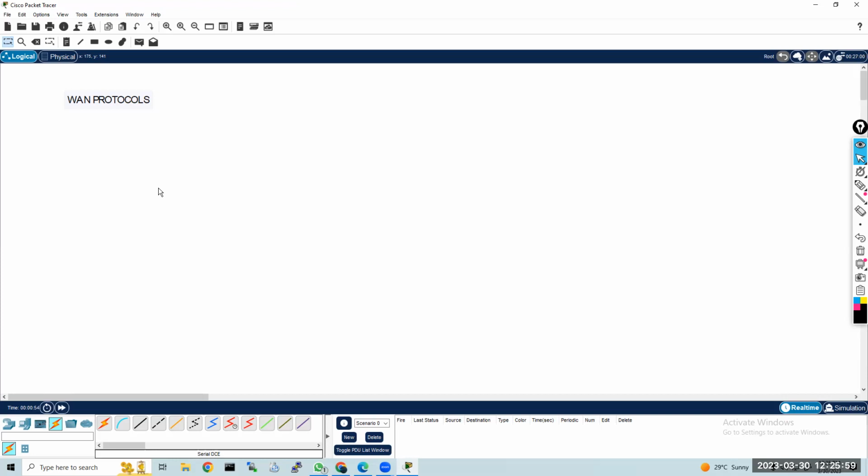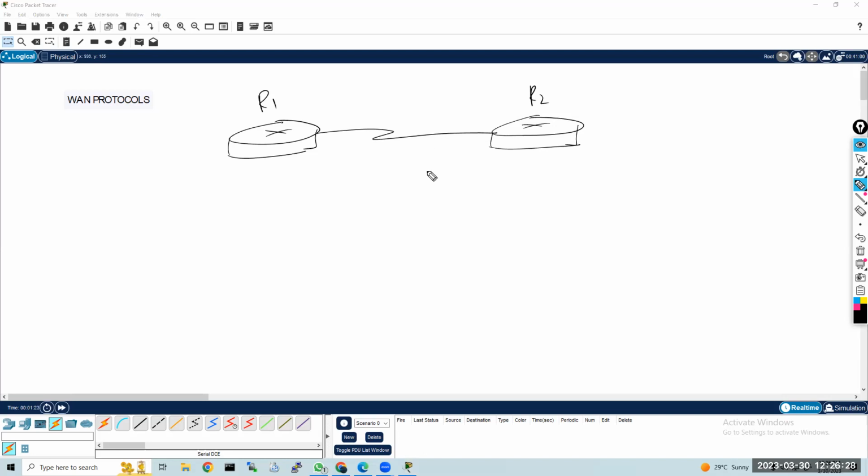Encapsulations like HDLC. You heard about HDLC and PPP? HDLC and PPP, all of you. The link type. Okay, so let's say I have two routers which are connected. This is my R1 and this is my R2. So as you know, this is your WAN link, right? Okay, the link we will call as your HDLC or PPP.